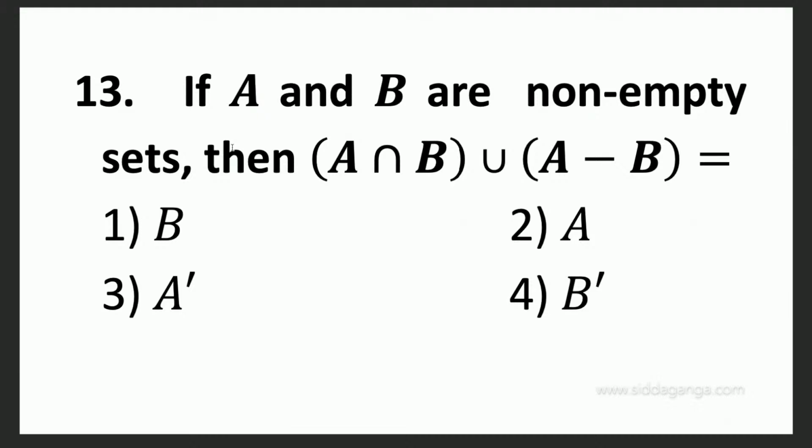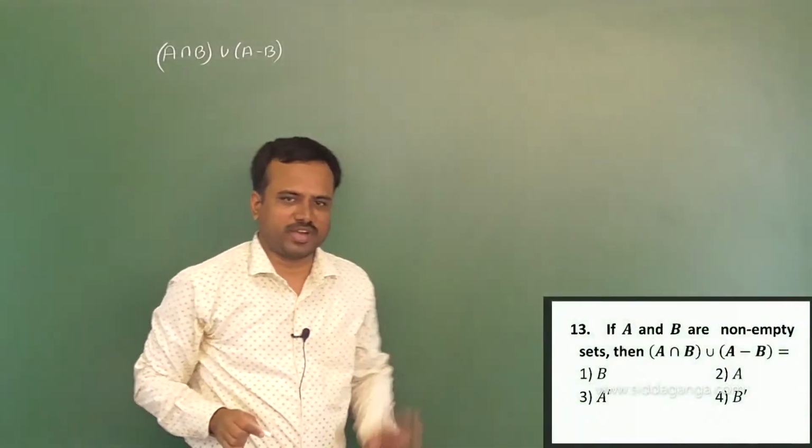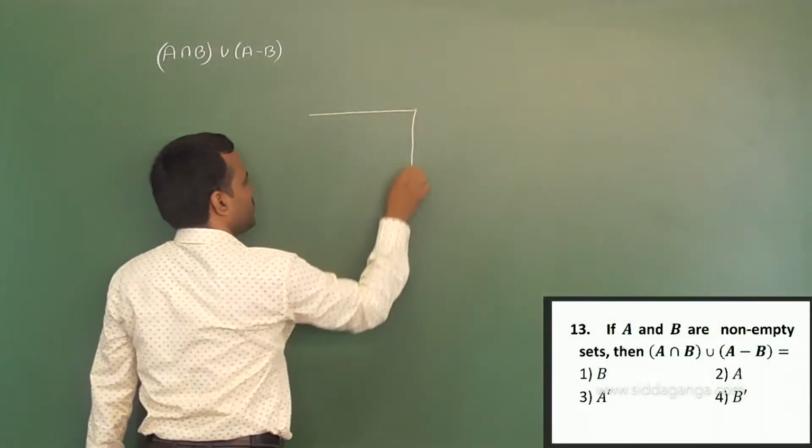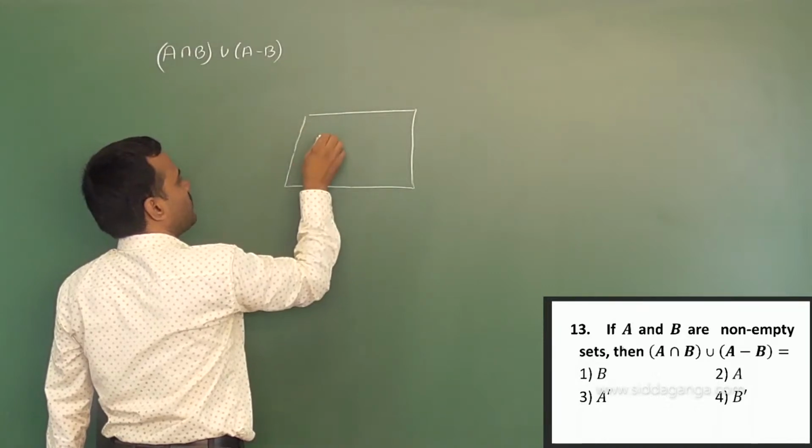If A and B are non-empty sets, A intersection B union A minus B. Better we solve this problem by Venn diagram. Then only it is easy to understand. Correct now? Venn diagram.